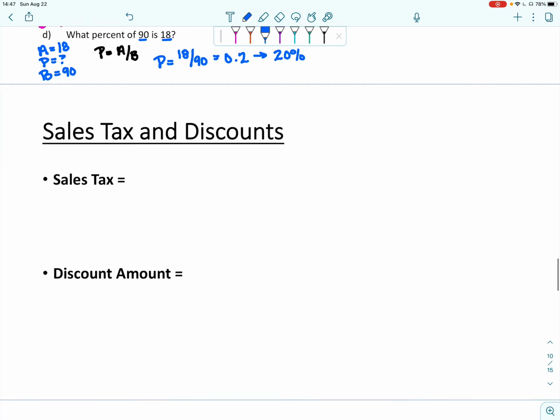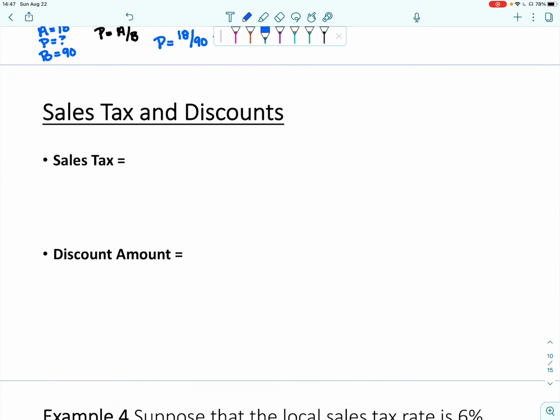So expanding on that, we can also look at sales tax and discounts. So sales tax is calculated by taking the purchase price and multiplying that by the sales tax, and sales tax is always given as a percent that we want to use as a decimal. So we're going to put this as a decimal.